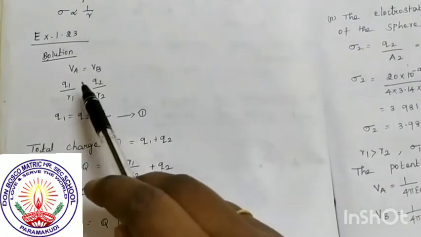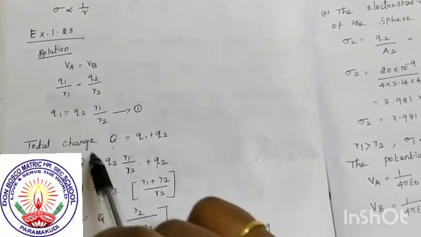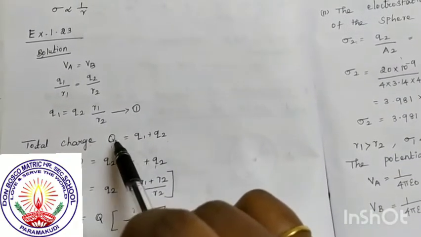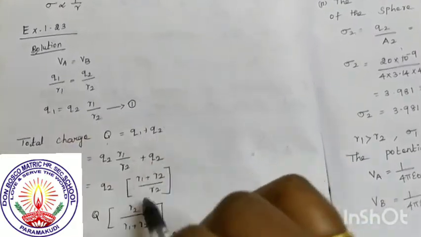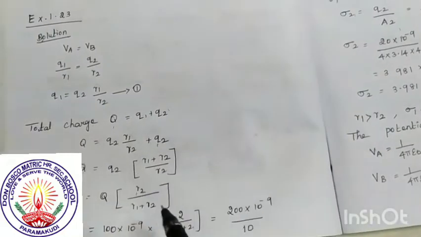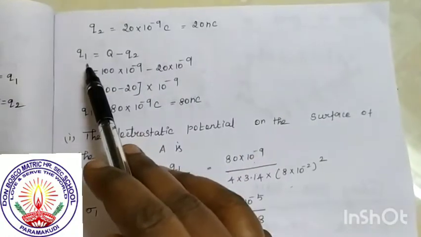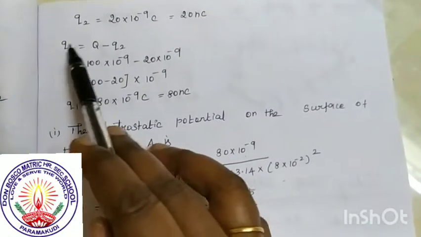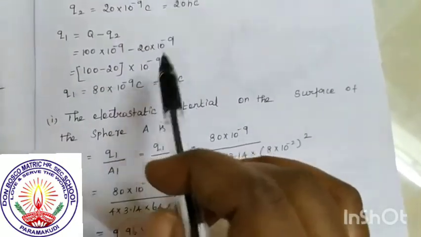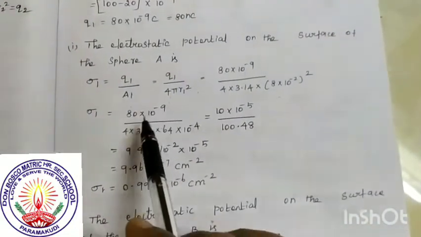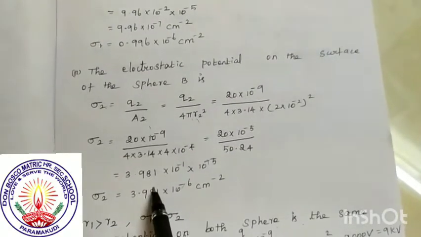So we have to equate the two terms. First we have to write Q1, and the second term is, if you add the charge values, we have to use these formulas and substitute. Then next we have to calculate Q2. Then we have to calculate Q1, from the formula Q is equal to Q1 plus Q2. Then next we have to calculate the first sphere's surface charge density, then the second sphere's surface charge density.